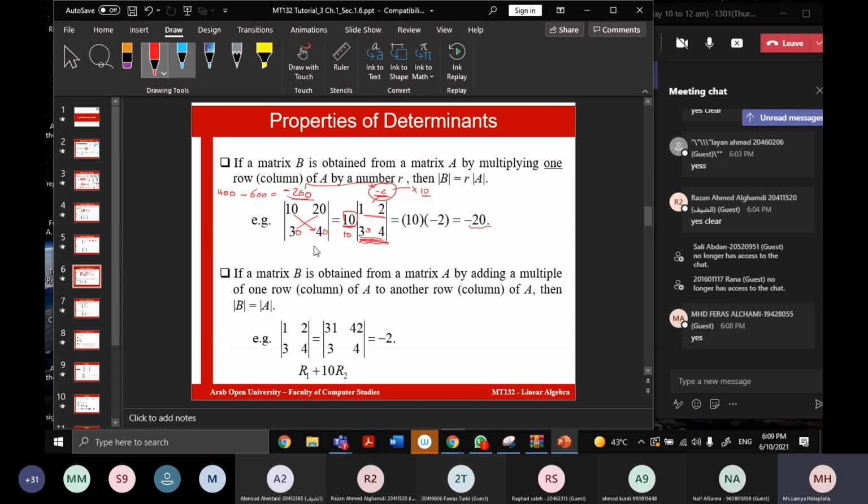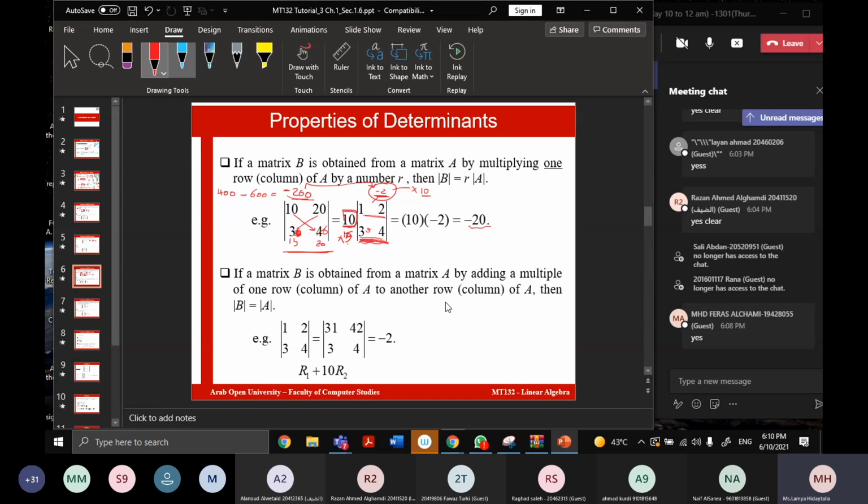If I multiply one row times 5, and here times 5, so 15, here times 5, which is 20. Now, what is the determinant of this matrix? It is the same as the determinant of the original matrix, but with one row multiplied by 10, times the other row multiplied by 5. So 50 times the minus 2. Clear? So it's going to be minus 100. Try it.